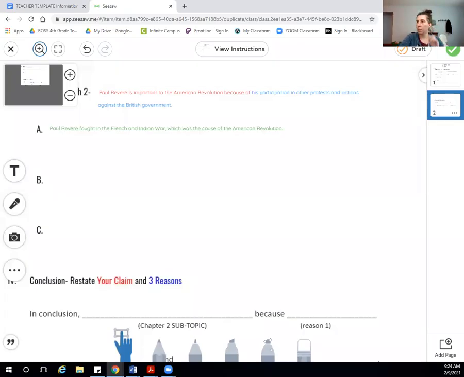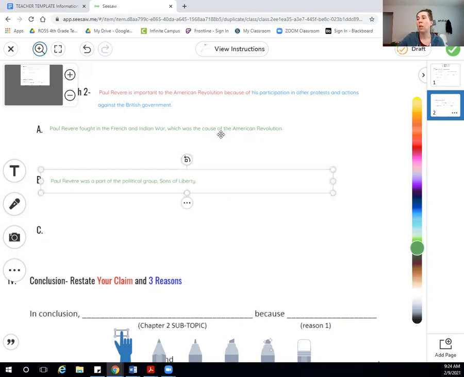All right, in our second paragraph, about his participation, he's also important because of his participation in other protests and actions against the British government, aside from his midnight ride. Paul Revere actually fought in the army for the French and Indian War, which we all know is the cause or the beginning of the American Revolution.